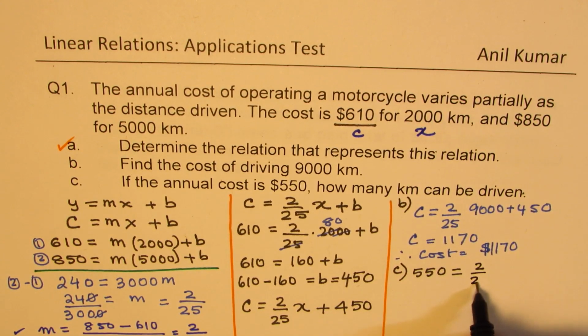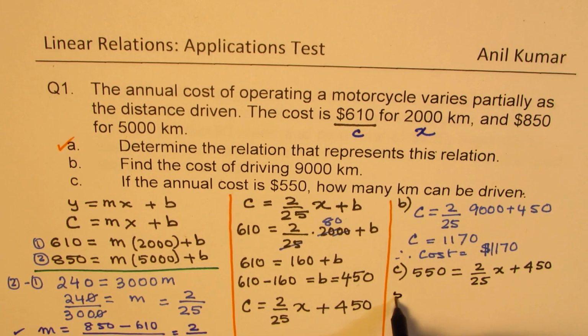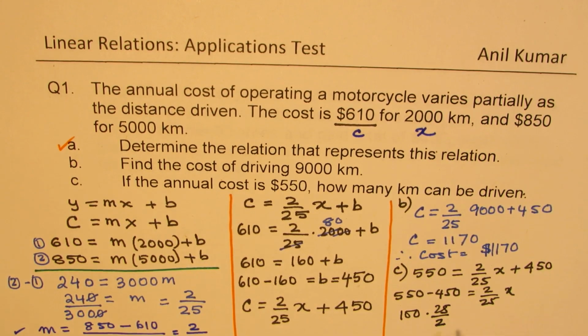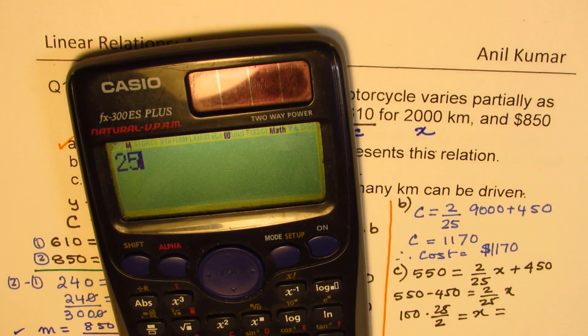We have 2 over 25 times x plus 450. So we'll take away 450 from 550 to get 2 over 25 times x, and that is 100. So we get 100 times 25 over 2, right? So that gives you the value of x, which is 50 times 25. So 25 times 50, times 2, right? So what we get here is 1250.